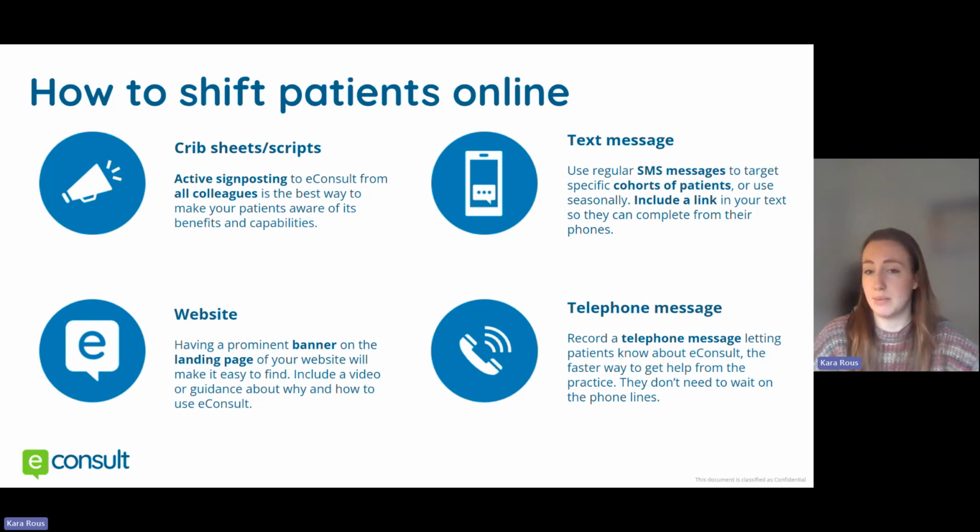The second one is text messages. So you can be using regular SMS messages to text specific cohorts of patients. Instead of sending out messages to all of your patients, you may want to gather groups or cohorts of patients, for instance, a certain age group or specific condition patients. So if they were asthmatic patients, you may want to gather that cohort of asthmatic patients and send them a link for the asthma review template, for example.